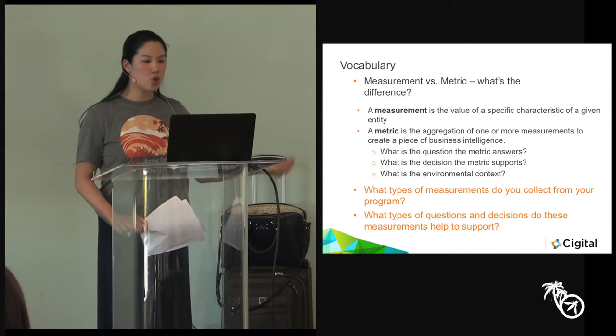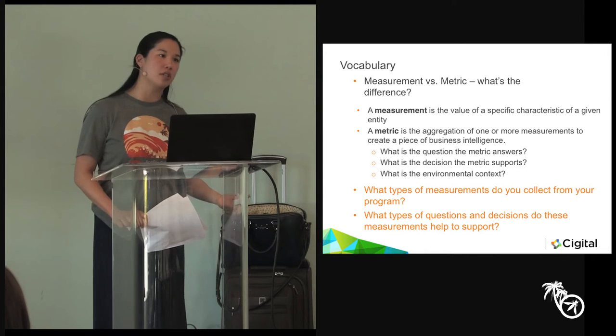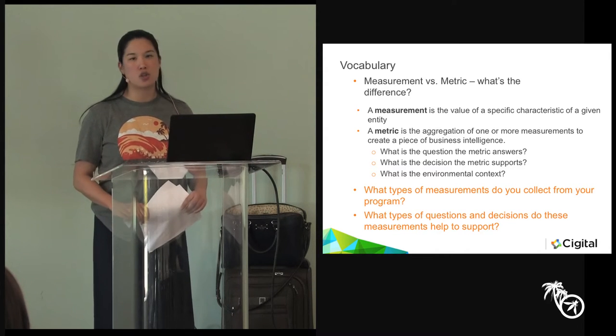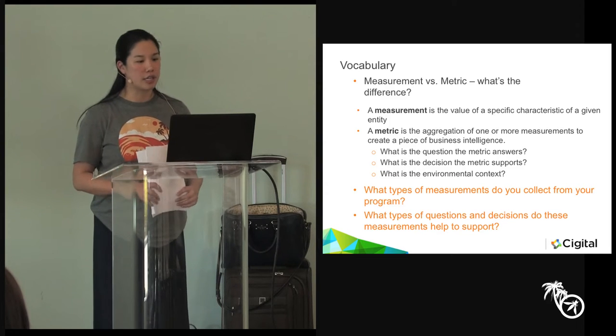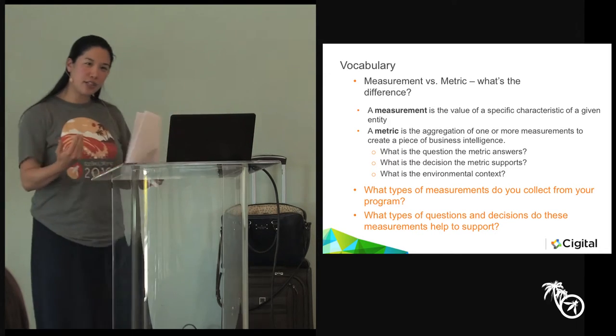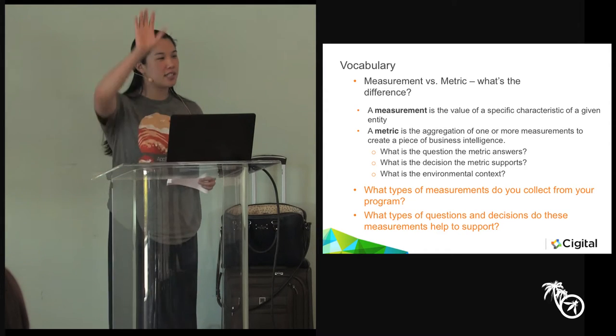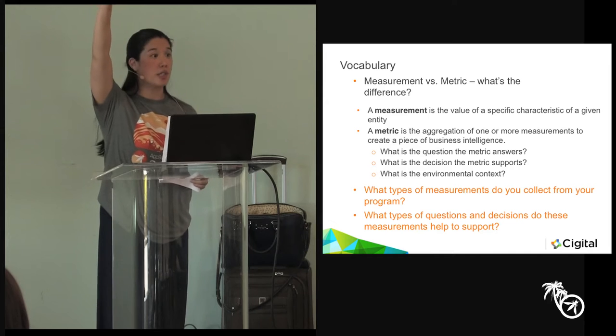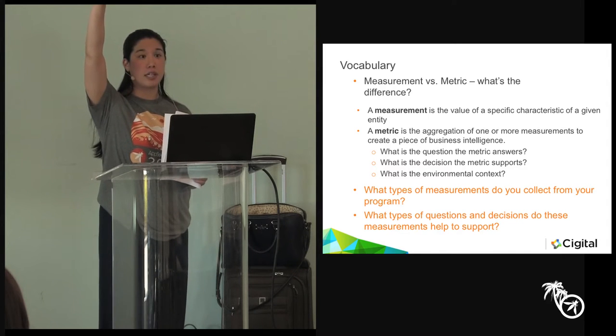So a metric should answer a question. A metric should support a decision. And a metric probably has some environmental context. Otherwise, what's the point? So here's where we could talk about metrics if you guys want. Is anyone interested in sharing the types of metrics that they use today, if there are any?